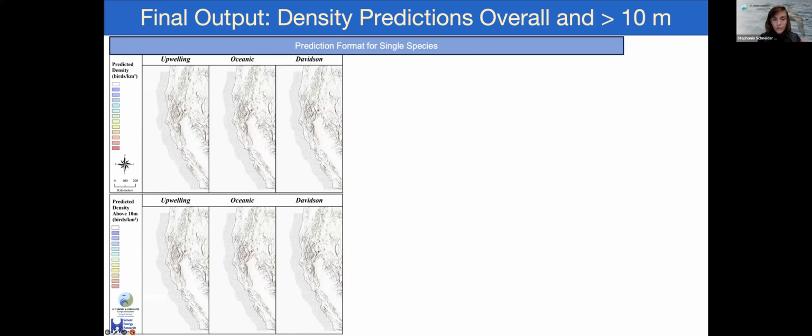So I want to orient you to the graphics, so when I show the actual data, you know what you're looking at. These are the density prediction maps. This is a seasonal breakdown. On the top is the overall predicted density, and the bottom is the predicted density above 10 meters. Next slide.